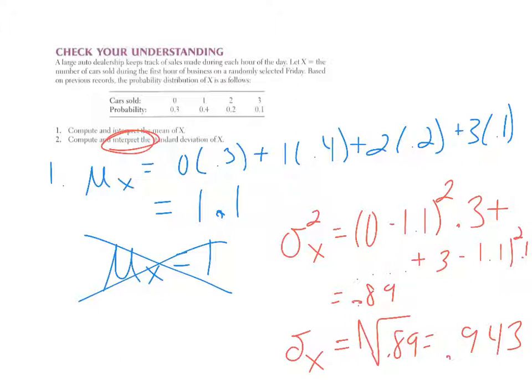So the number of cars sold on a randomly selected Friday will typically vary from the mean, which is 1.1, by about 0.943 cars. Okay, and we can do some interpretation statements for these sentence stems if you guys would like.